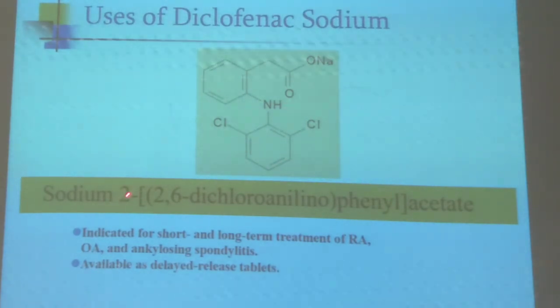Sodium 2 means there is the presence of 2 rings. 2,6-dichloro means there is the presence of a chlorine group at the 2 and 6 positions: 1, 2, 3, 4, 5, 6. With 2,6-dichloro, that linkage is called anilino. The amino group is attached with the benzene ring of the anilino linkage. That is phenyl, and that is sodium acetate or phenyl acetate.